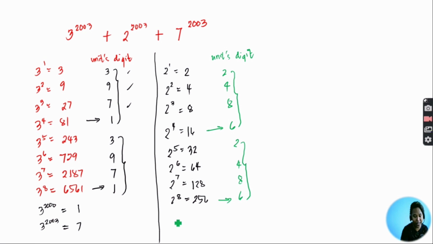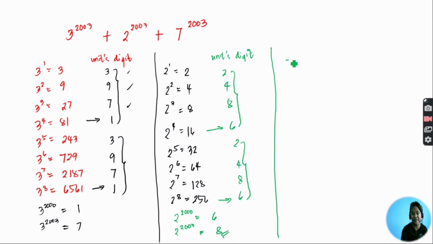And the same with 3 raised to 2000, we can have 2 raised to 2000. And for 2 raised to 2000 again, class or guys, we can say that its units digit is 6. And for 2 raised to 2003, the units digit will be 8. So we have 8 as our units digit for 2 raised to 2003.